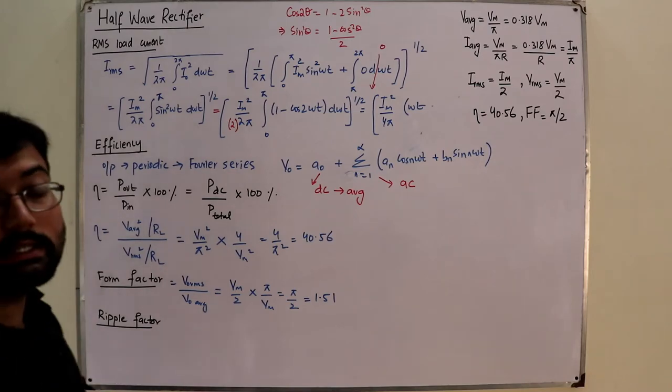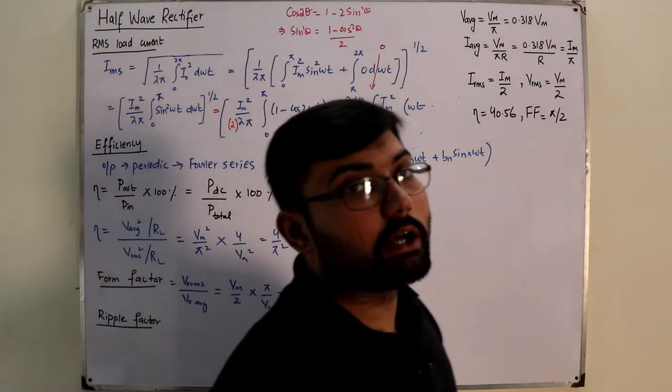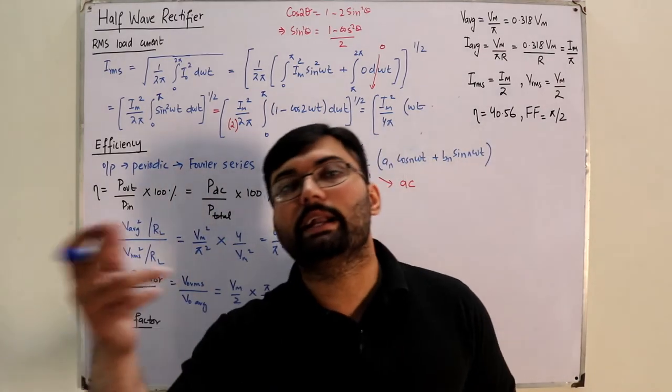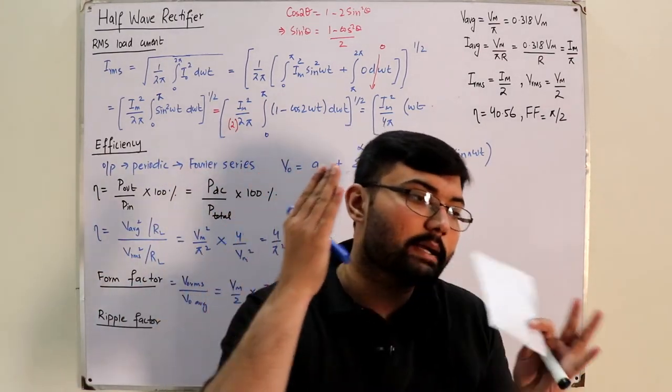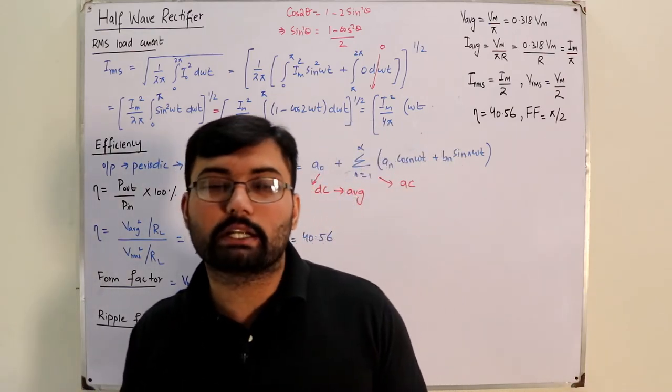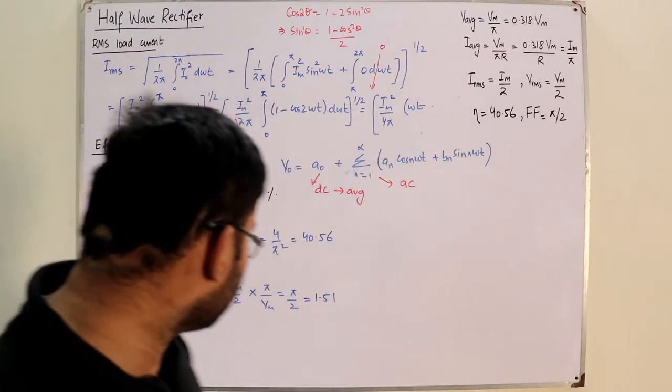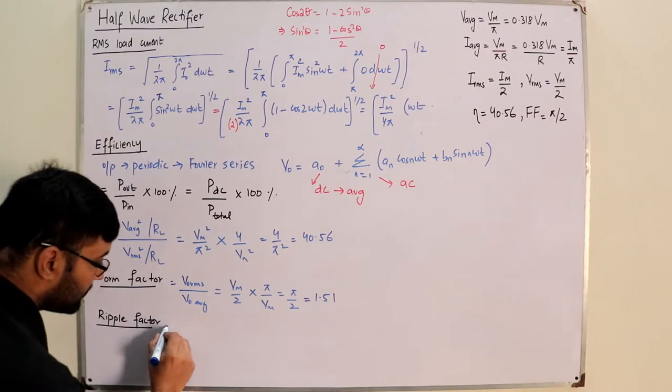This indicates what? This indicates the amount of ripple, and ripple is what? It's the pulsating DC basically. You don't have a pure DC. So what percent is a pulsating DC over there? That would be told by this ripple factor.